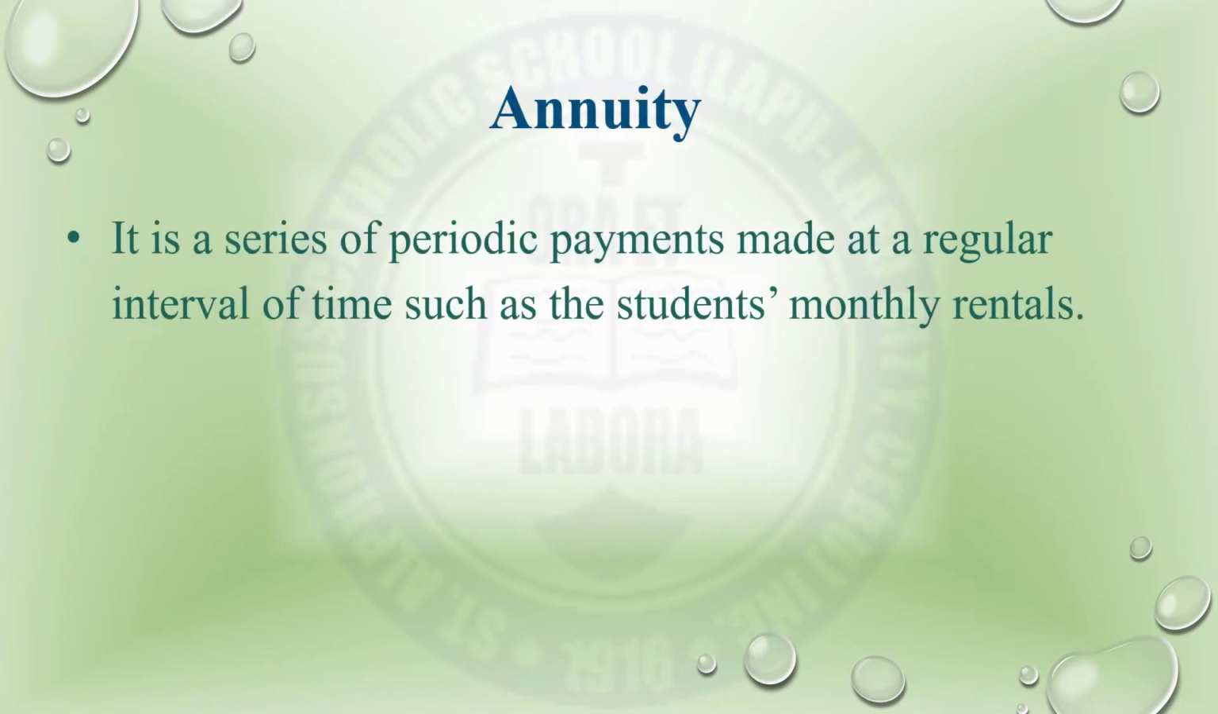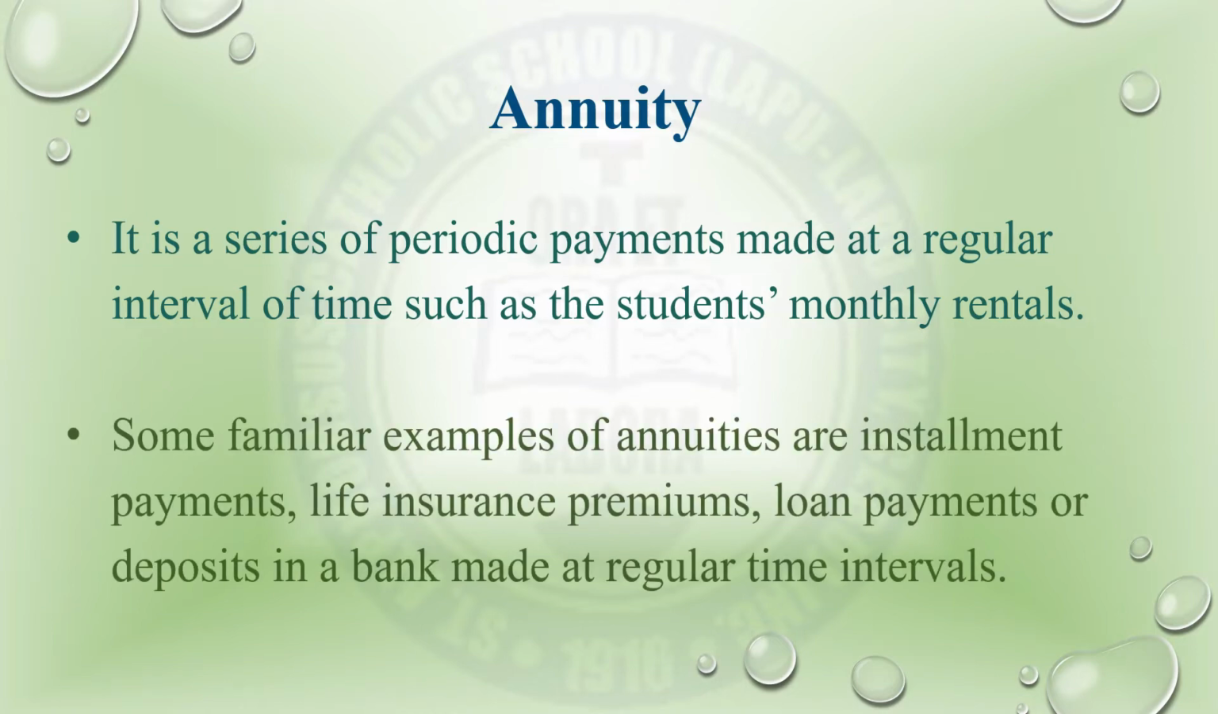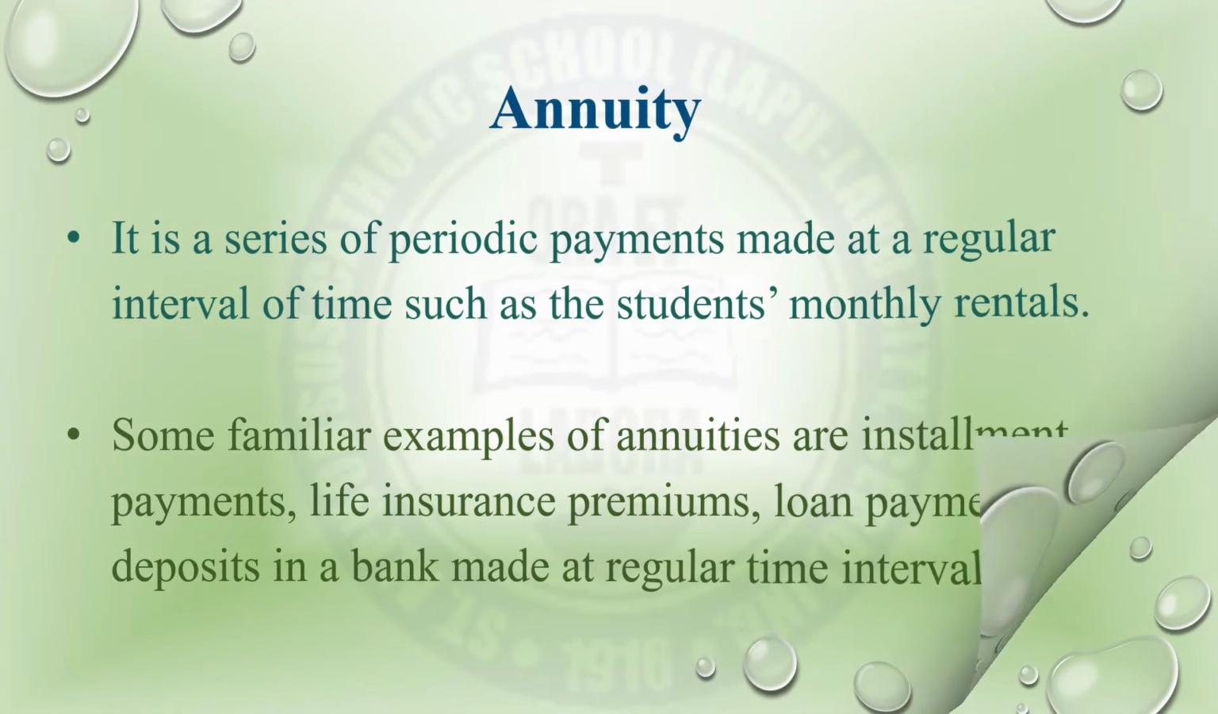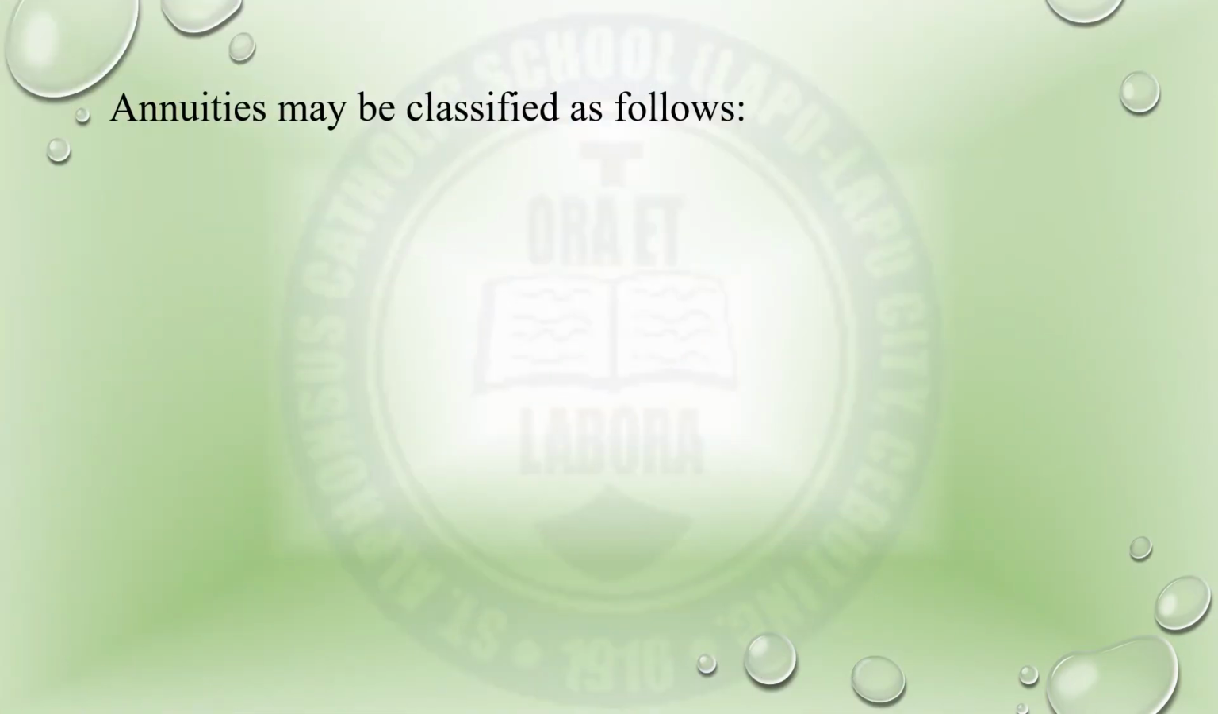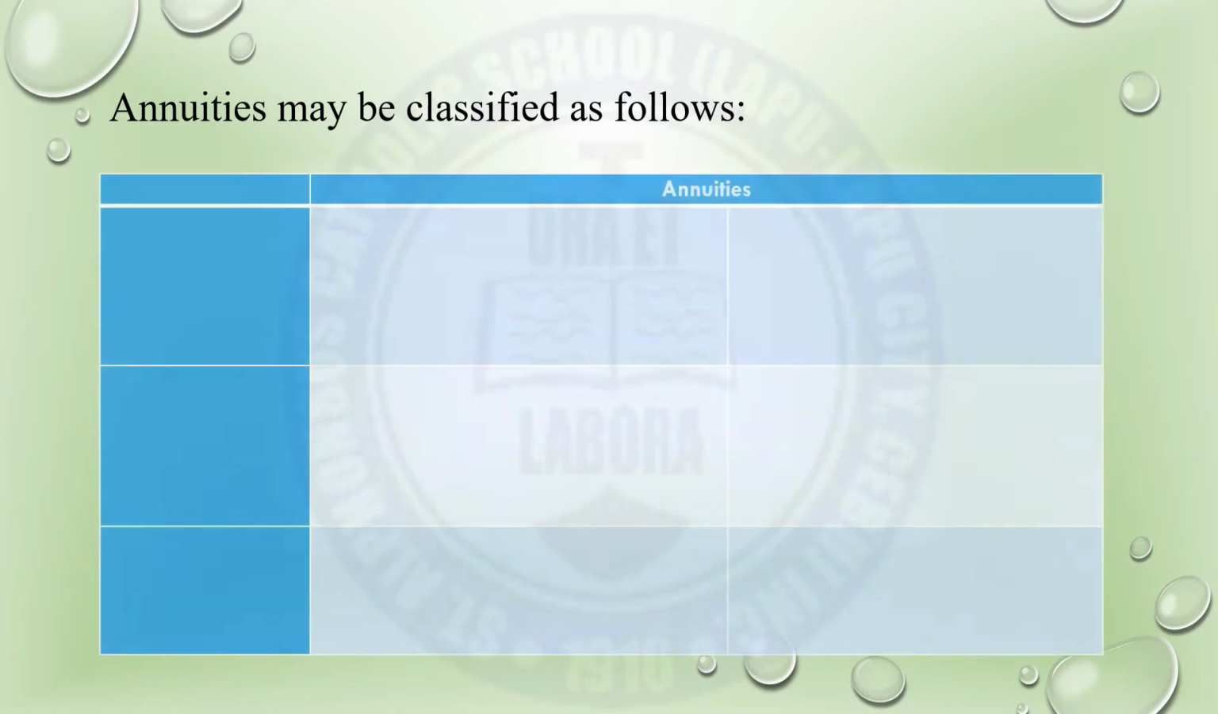It is a series of periodic payments made at a regular interval of time, such as a student's monthly rentals. Some familiar examples of annuities are installment payments, life insurance premiums, loan payments, or deposits in a bank made at regular time intervals. Annuities may be classified as follows.